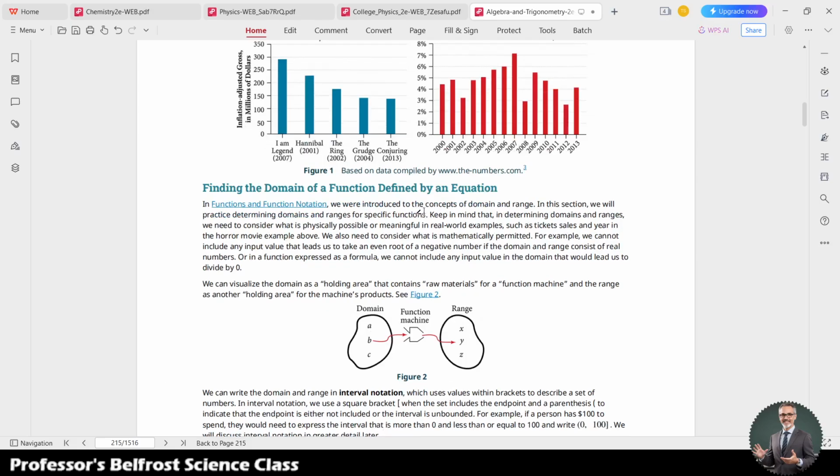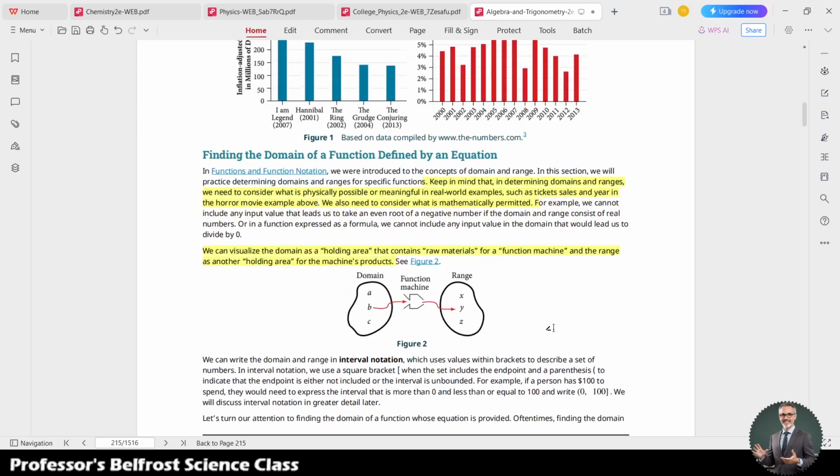So keep in mind that in determining domains and ranges we need to consider what is physically possible or meaningful in real world examples such as ticket sales and years in the horror movie example above. Also, we need to consider what is mathematically permitted. Okay, so we can visualize the domain as a holding area that contains raw materials for a function machine, and range as another holding area for the machine's products.